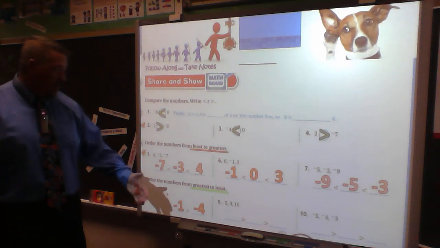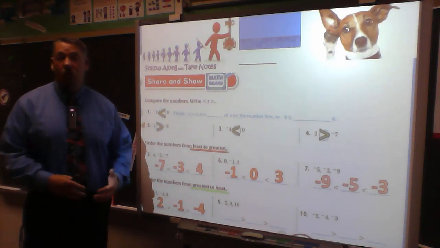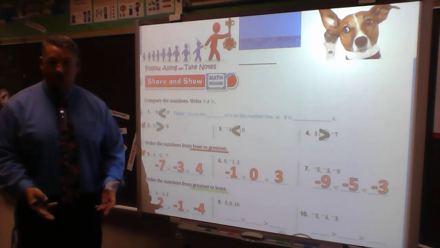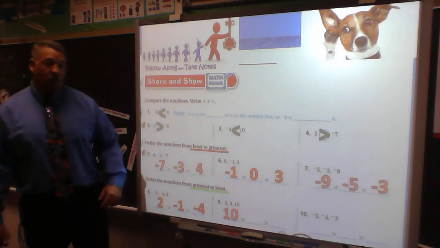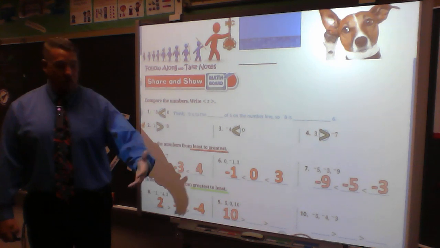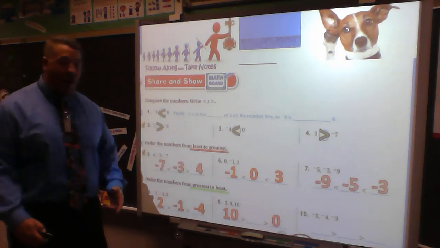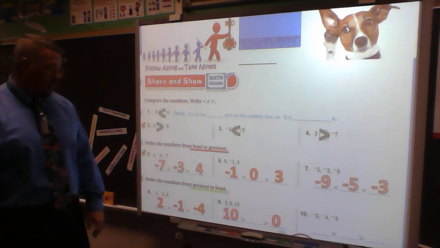Well, number 9 should be the easiest one there because they're all considered positive numbers. I know my greatest number out of all of those is going to be my 10. My smallest one is going to be a 0, and then my middle one has to be the 5.